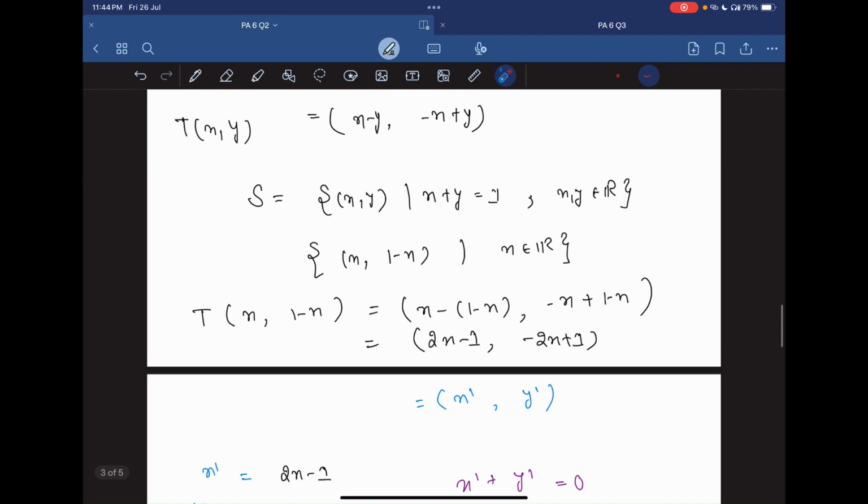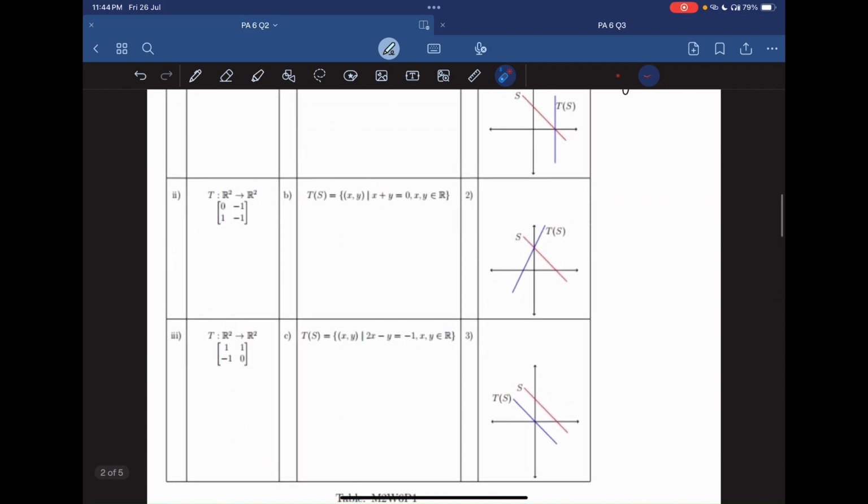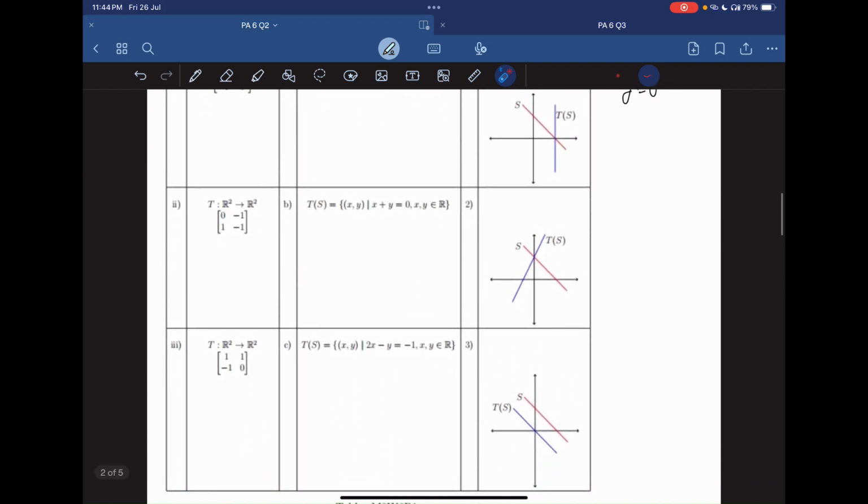Okay, so from the options, if we see, this line will correspond to our T of S, as this line would be exactly our 2x minus y equal to minus 1.